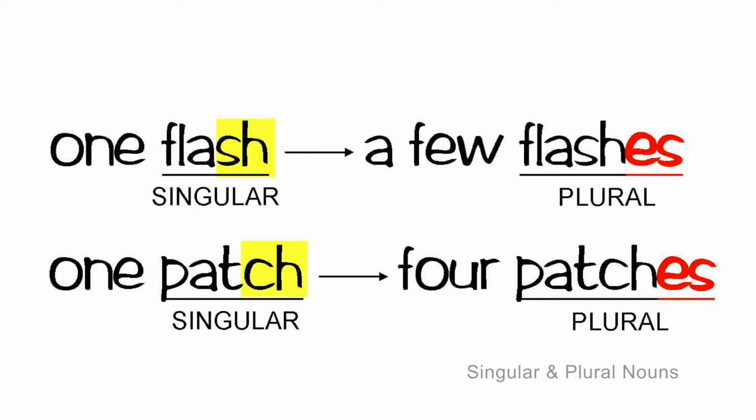Next, we have another example, but this one, the word patch, ends with CH. So, in order to make patch plural, we add ES at the end of the word since it ends with CH, and we go from one patch to four patches.